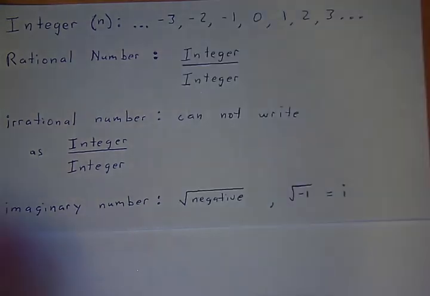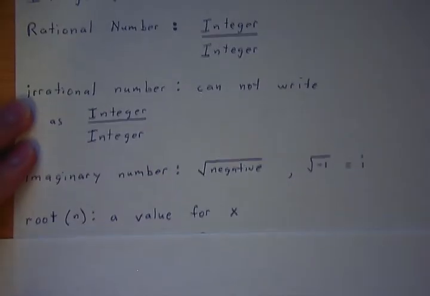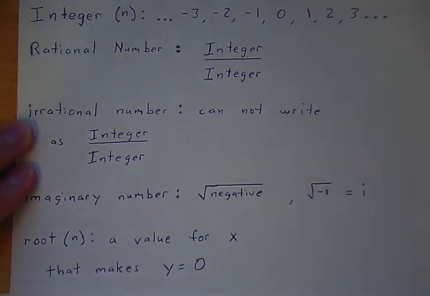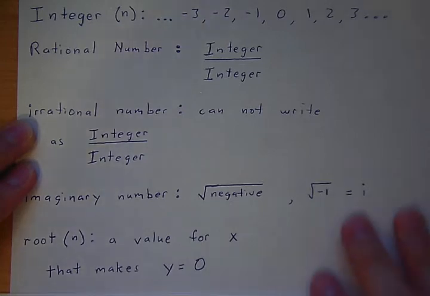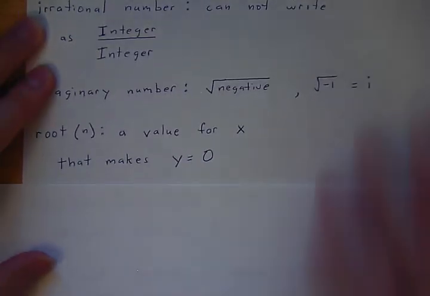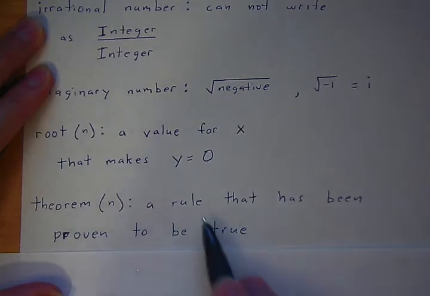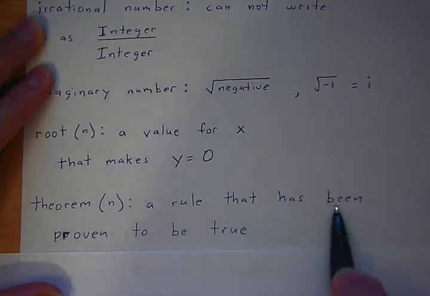Next vocabulary word, root. A root is a value for x that will make the y equal to 0. Continuing, theorem. So we're talking about the rational root theorem today. That word theorem is a rule that has been proven to be true.